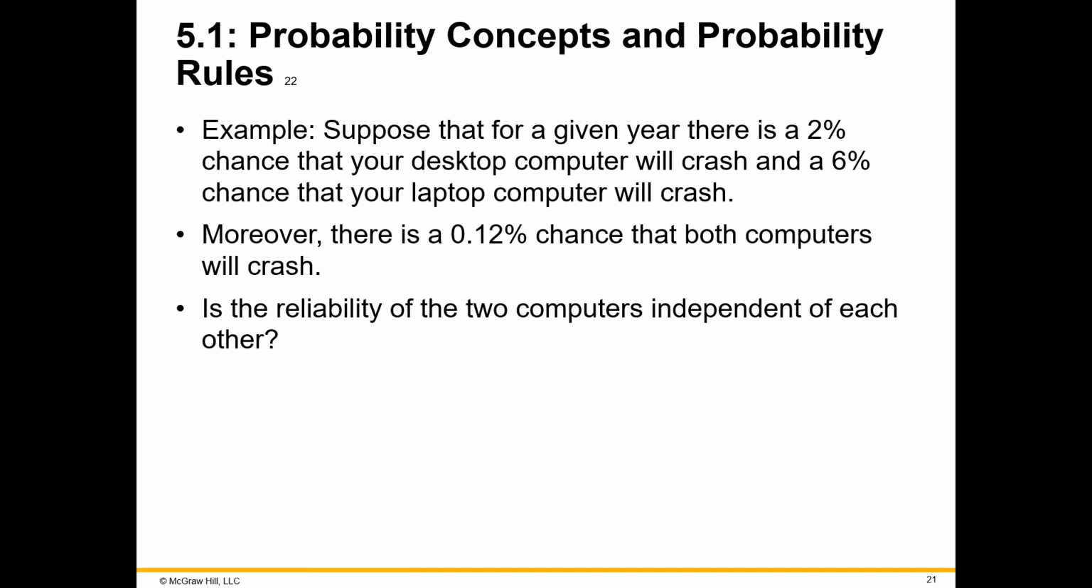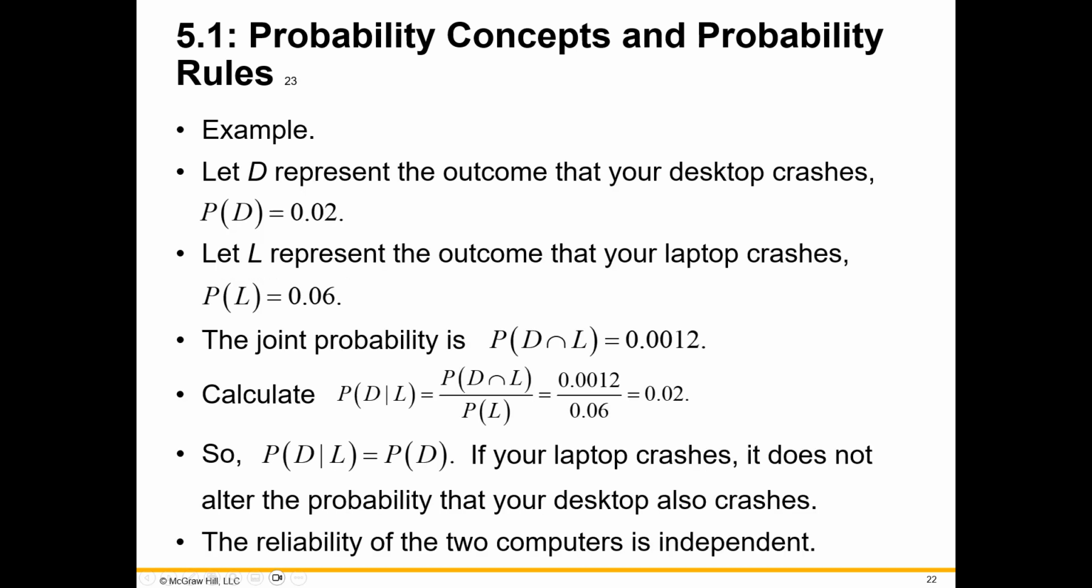Can we determine right now, can we prove that these two events are independent of one another? They don't exert influence on the other one? Sure we can. What we're going to do is use that formula that we had before. The probability of D given L. In this case, the probability that your desktop crashes now that your laptop has already crashed. Well, we determined right here that the probability of both of these happening in one period was 0.12%, or in decimal form, looking a little something like this.